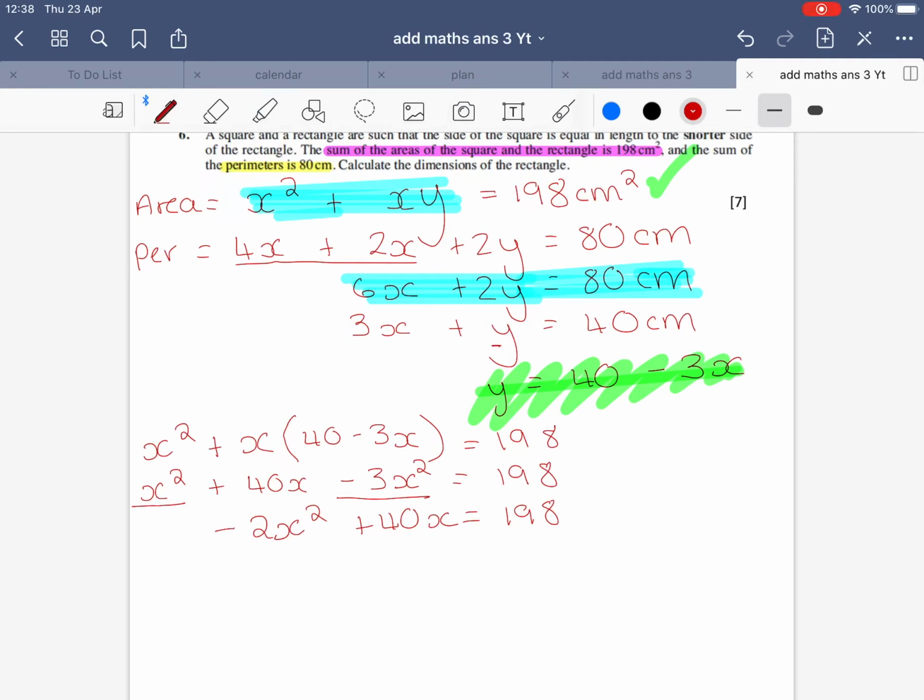Now this is starting to look like a quadratic equation. I don't want a negative in my first x squared, so I'm going to take everything over to the other side. So I'm joining it on 198.